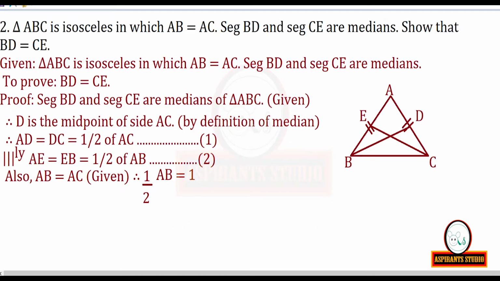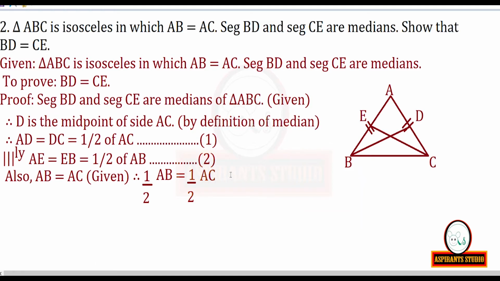I am multiplying by half on both the sides of the equal to sign. On the left hand side as well as on the right hand side, I am multiplying by half. So half of AB is equal to half of AC.